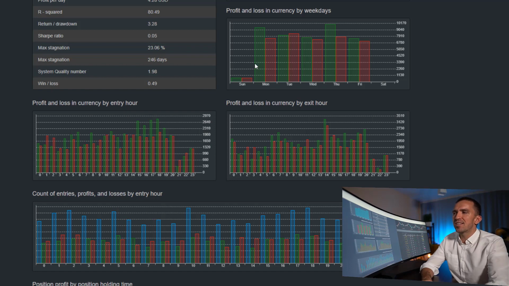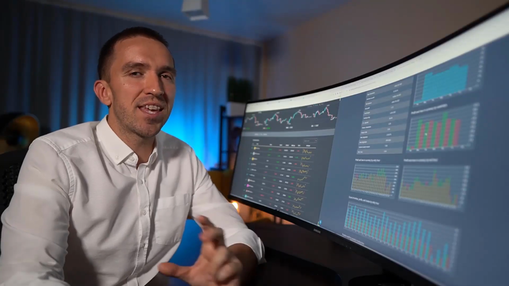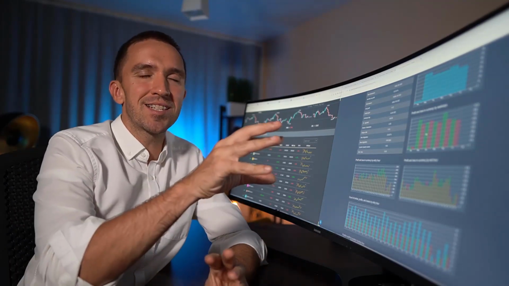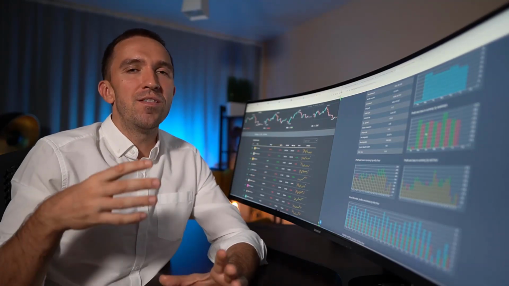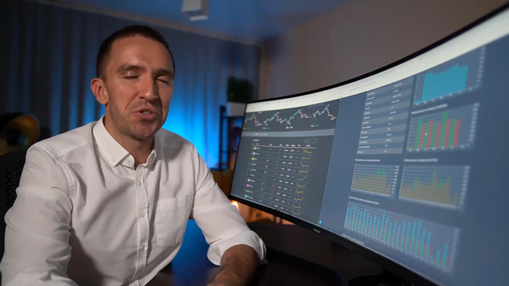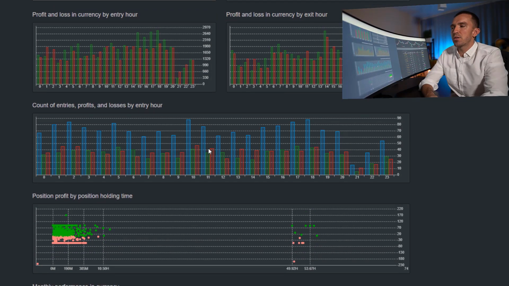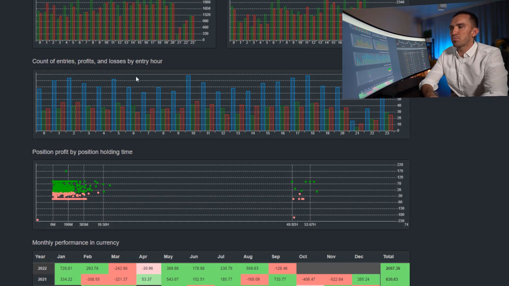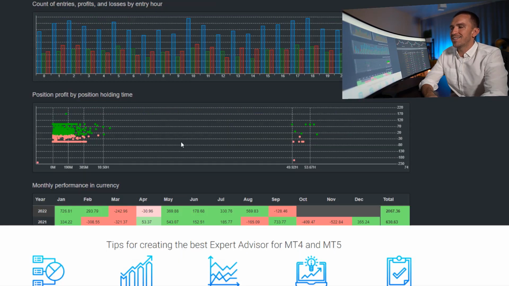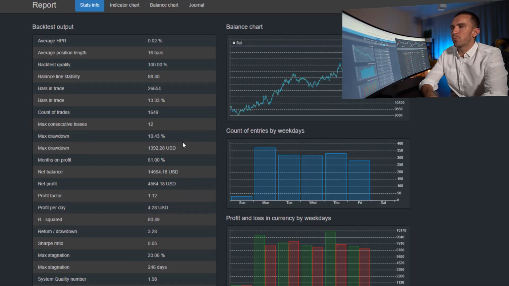for the strategy. You can see that on Mondays it performs really well, on Thursdays it does even better, and you can see that on Tuesdays it performs more losses than profits. So some traders that are using AI Studio, based on these statistics, might turn off the EA during Tuesdays. Below we have as well how it performs during the trading hours, the count of entries, profit and losses by hour. It's a lot of statistics we have with AI Studio.